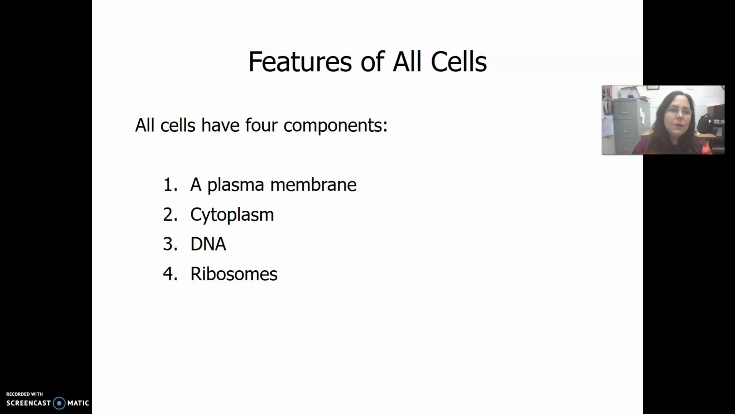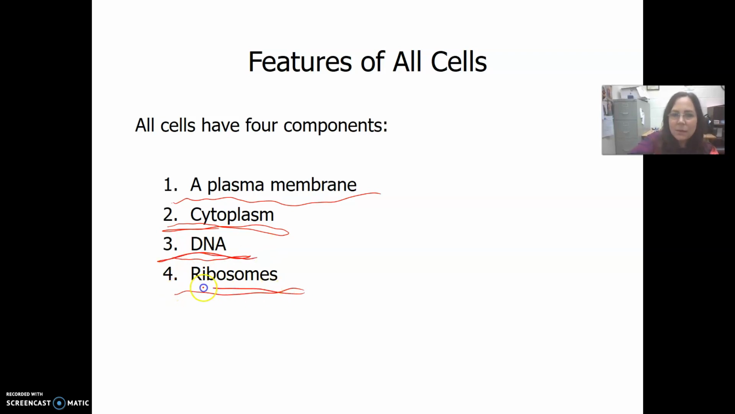Okay, so we know that living things are composed of at least one cell. All cells have 4 components. It doesn't matter what type of cell it is, it's got a plasma membrane, and sometimes that is called a cell membrane. It's got a gel-type fluid called cytoplasm inside the plasma membrane. It contains DNA, that's its genetic material. And then it also contains ribosomes, which are structures that are used to make proteins, to synthesize proteins.